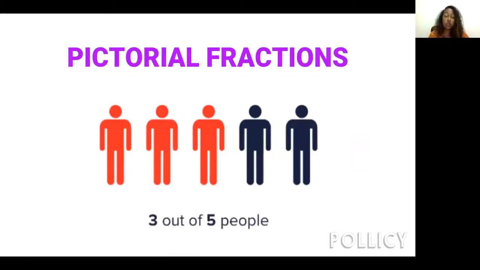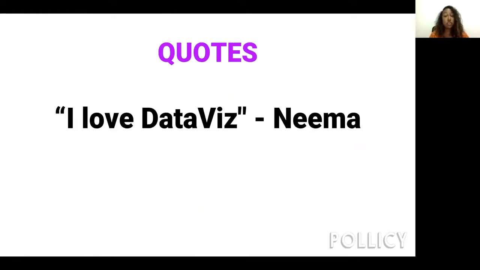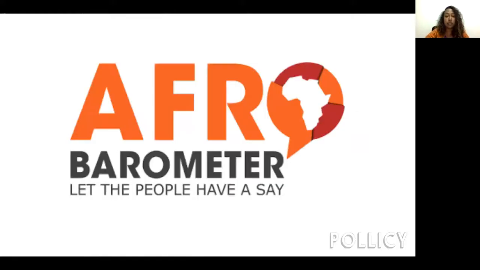Another good one that's used often in infographics is pictorial fractions. So for example, how many people out of how many people were involved in a certain activity. And then of course, maps, and using maps in more creative ways. And quotes are always a good idea. They add that human element, because what people say about data is that you become just a number. But sometimes adding quotes brings back the human aspect into your visualizations.